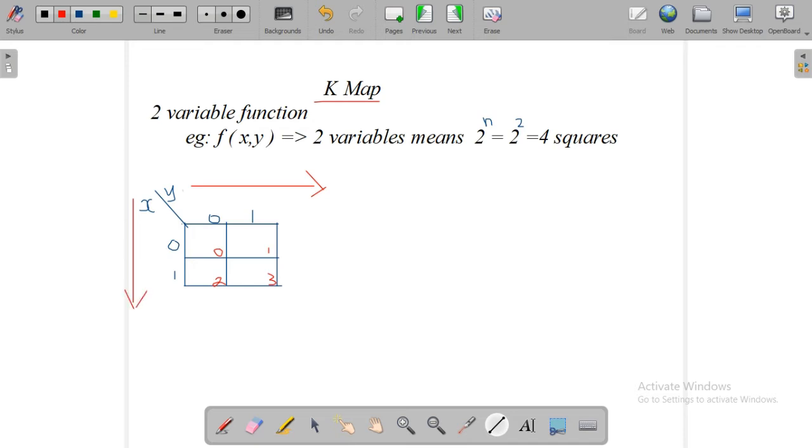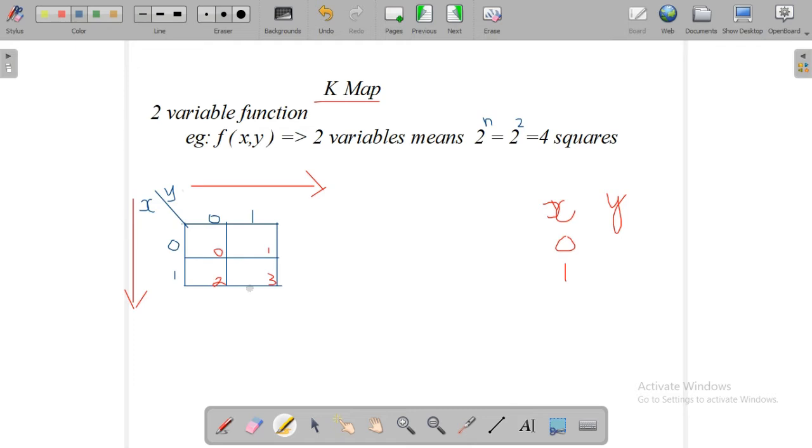I can draw it like this to understand. x has 2 values, 0 and 1, that we know. y also has 0 and 1. So here there are 4 cells, and we should represent 0, 1 for x and 0, 1 for y. While we are writing or drawing the truth table for x and y, x has 2 values, 0 and 1, and y is also 0 and 1.